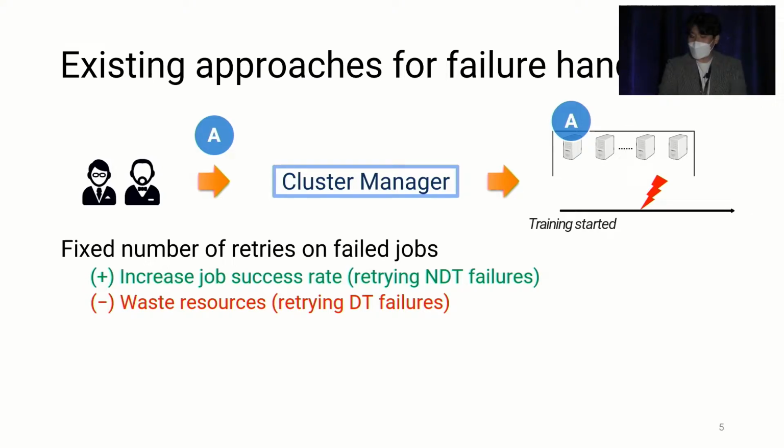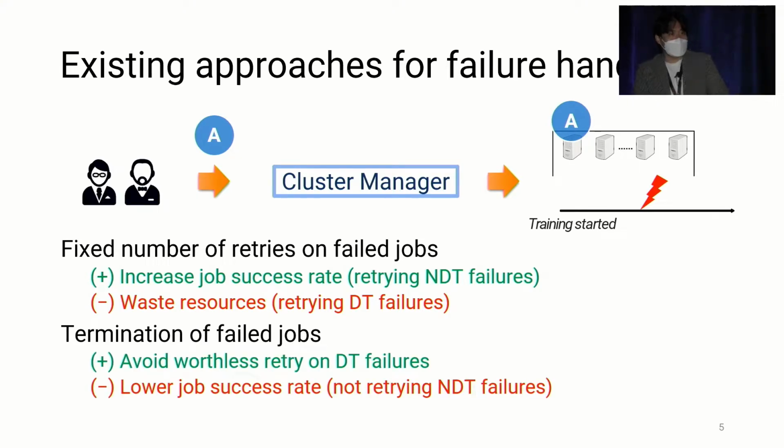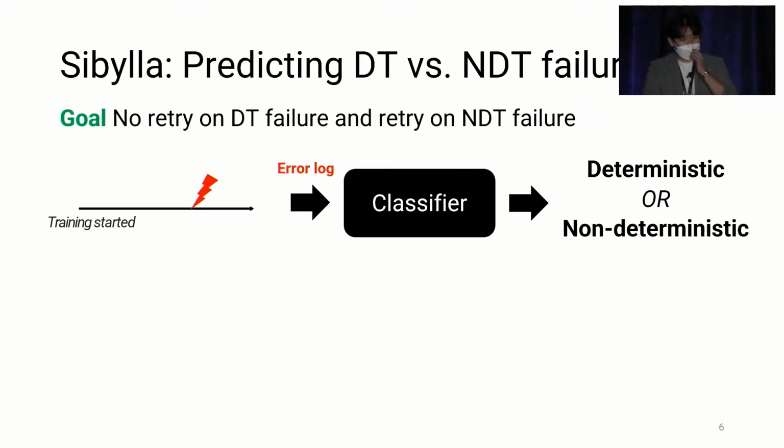The other approach commonly used in practice is simply terminating the failed job. This can avoid the worthless retry on DT failures, but it sacrifices the job success rate by not retrying NDT failures. Our work, Sibylla, can differentiate DT and NDT failure, and with Sibylla, what we want to achieve is no retry on DT failure and retry on NDT failure.